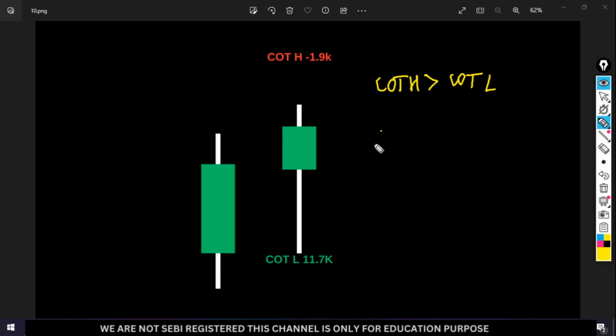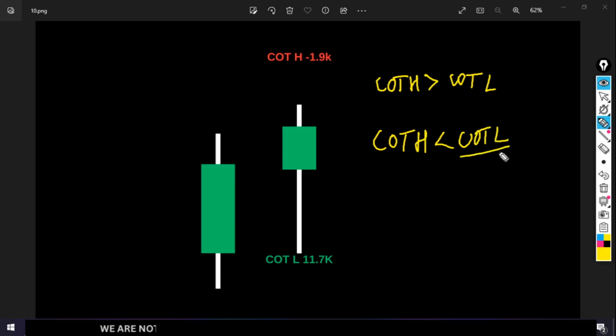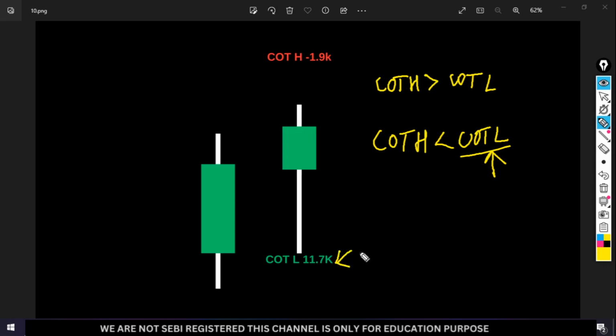So what does it mean when the COT high value is less than the COT low? It means the COT low values are greater than the COT high, which means the buyers are controlling this market. See, this depends on who is controlling the market.